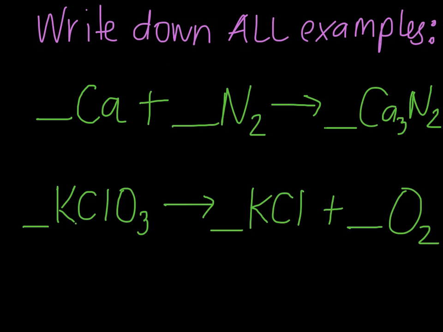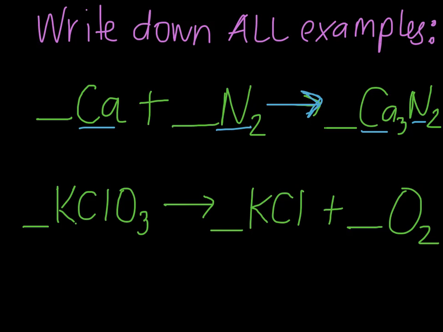I'm going to work out a couple of examples, and I want you to copy down the formulas exactly as they appear right here in green, and then add in the coefficients along with me as I'm balancing these. We're going to balance the very first reaction. It's calcium and nitrogen to make calcium nitride. You're going to see that we have 1 calcium here, 2 nitrogens here, and then on the other side, we have 3 calciums and 2 nitrogens. They have to be the same amount on both sides of this arrow.